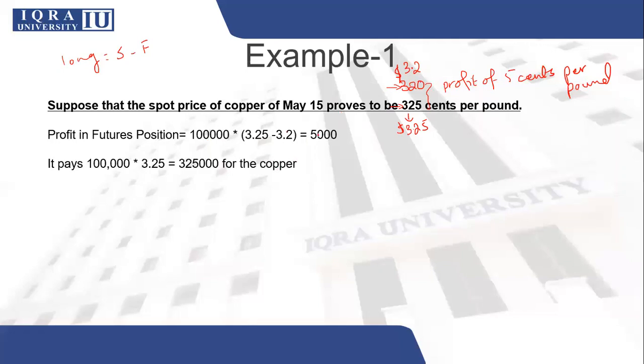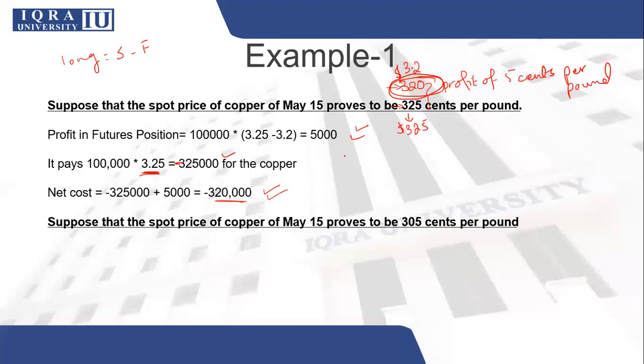Now, what will happen in the copper market? In the copper market, the person will have to pay 3.25 per pound because this is the rate prevailing in the market. So if he goes to the market on May 15 to purchase copper, he will have to pay 3.25, and that would mean he will have to purchase copper for $325,000. But what will be his net payment? His net cost will be $325,000, which is the amount he has to pay, but he got a profit of $5,000 from his futures position. So his net amount will be negative $320,000. And this is the price that you had said, right? You had said that you will purchase 100,000 pounds of copper at 320.